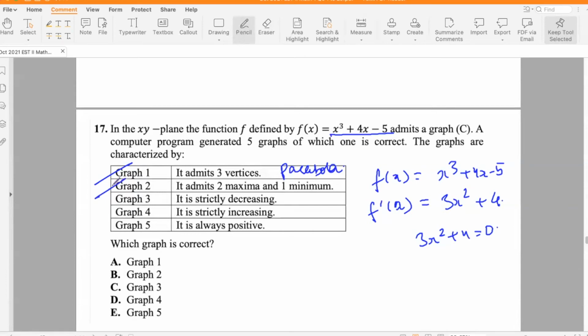It cannot be strictly decreasing because the leading coefficient is positive. So it's not 3. Yeah, it would be strictly increasing. It will go something like this. So graph 4 should be the answer. And it will not always be positive. If x is negative, it would be negative. In fact, the y-intercept is -5, so it would look something like this, right? For most of the part, it would be negative on the negative side, and on the positive side, for most of the part, it would be positive. So it's graph 4.